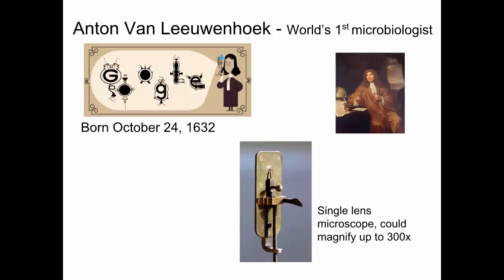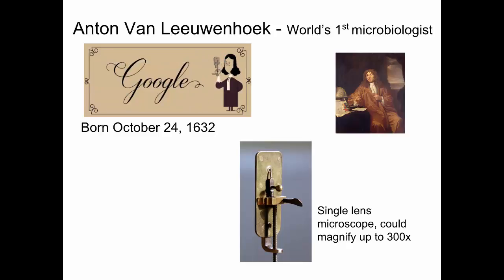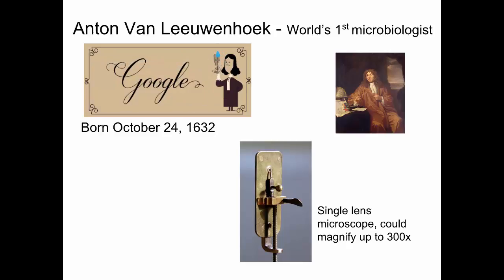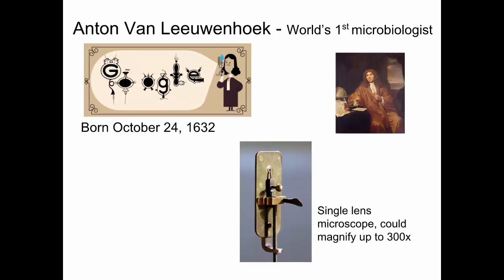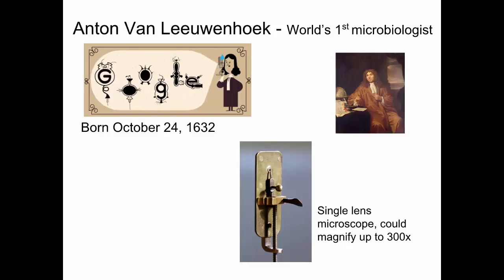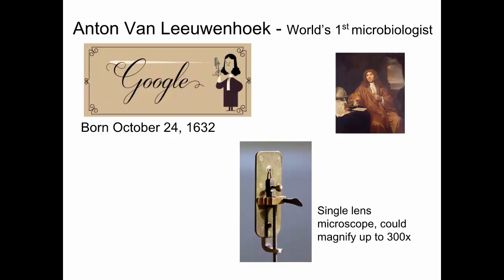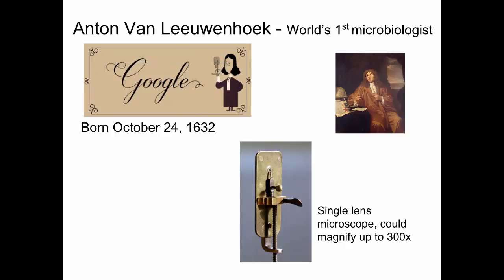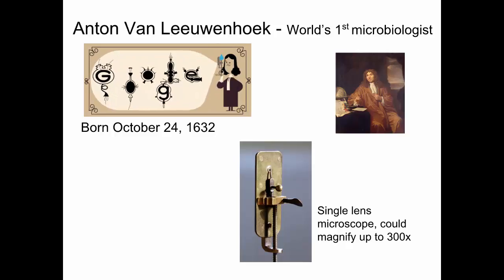This was it. What he did is he created these very powerful spherical lenses that he mounted in this metal plate. And he would put the sample that he was studying on this little pin, and then look at it from the opposite side. He could adjust the focus and move it with these screws here, but he was able to get very good magnification with this simple microscope.